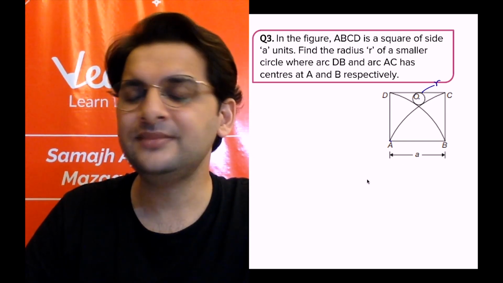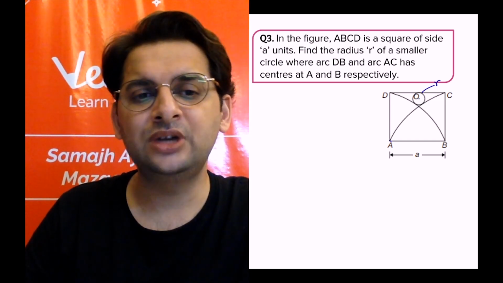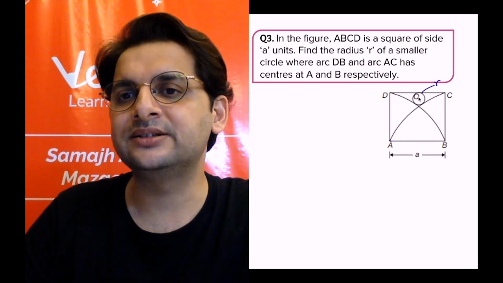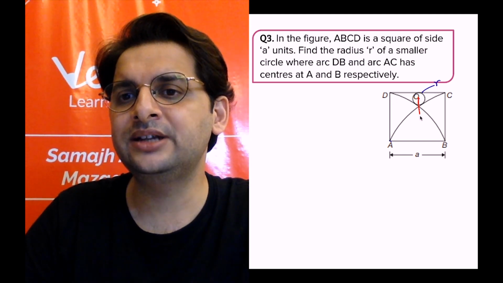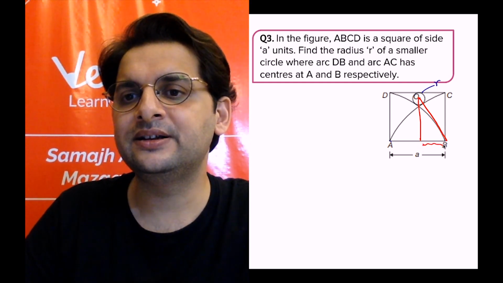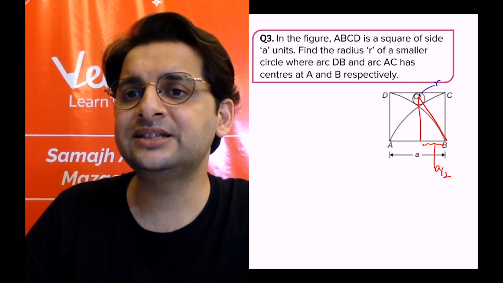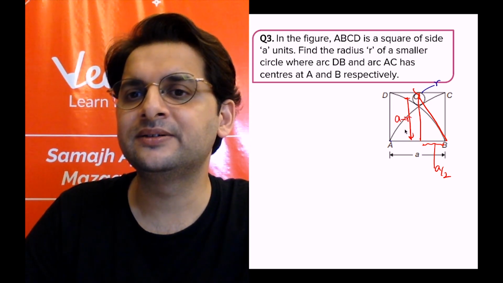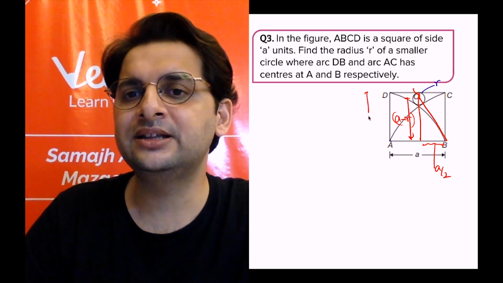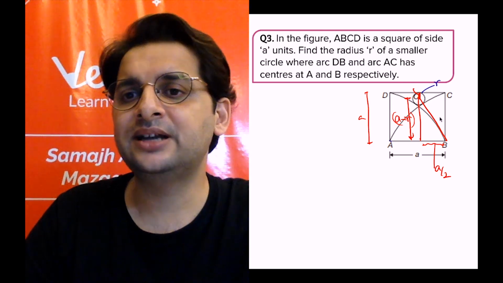That is it. Again, in all the questions involving circles, there's only one thing to be remembered: join centers. So join this, and we're done. So by symmetry, this length would be A by 2. No problem with this. And if this is R and this is R, so can I say this length would be A minus R? No problem with this, because the whole length is A and the radius is R. So this length is A minus R.